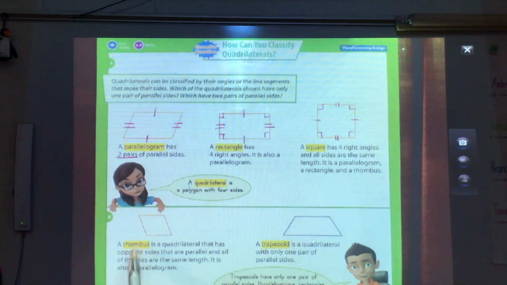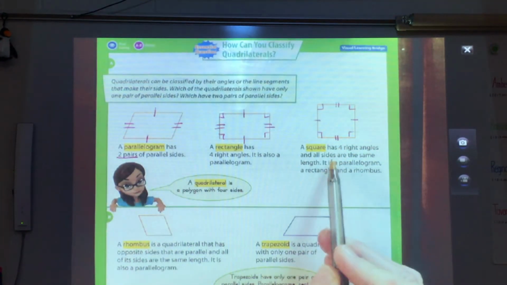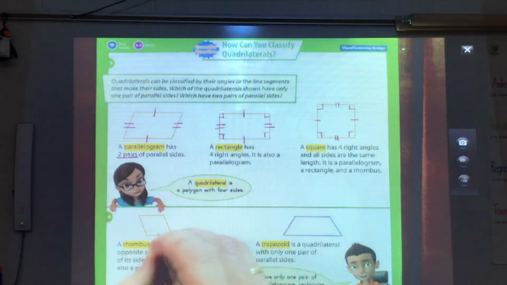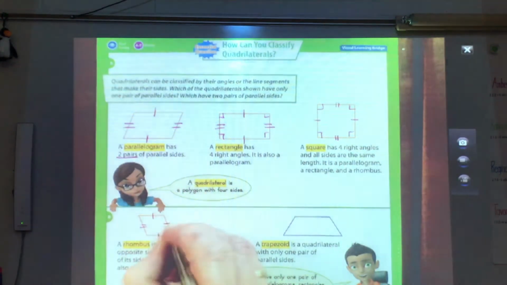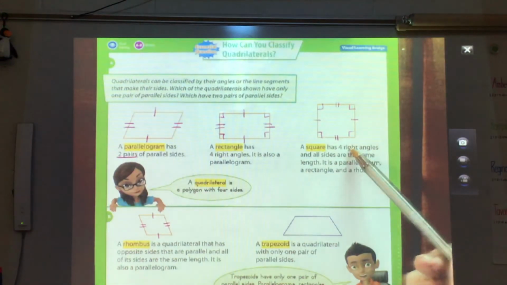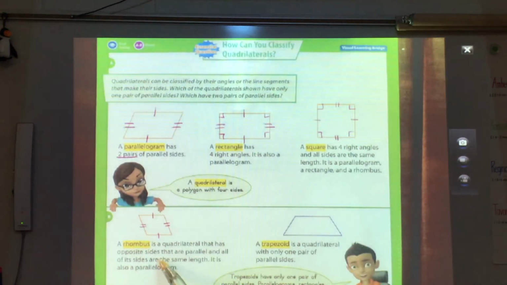Now let's see why it's a rhombus. A rhombus is a quadrilateral that has opposite sides that are parallel and all of its sides are the same length. It's also called a parallelogram. So with a rhombus, all 4 sides are equal, just like we have in a square. Sides are the same length, and it has 2 sets of parallel sides. So that's why a square can be considered a square, a rectangle, or a rhombus.